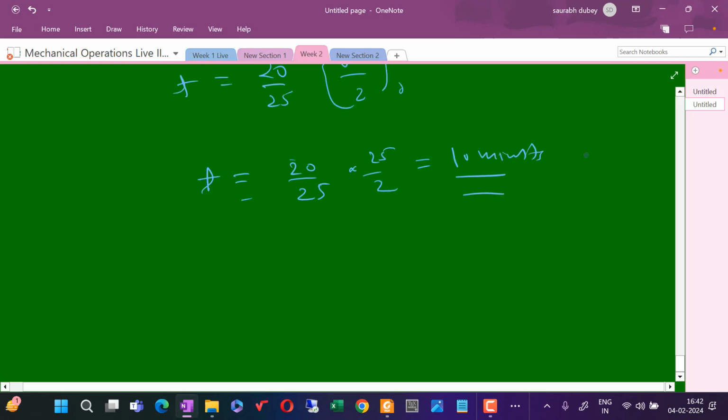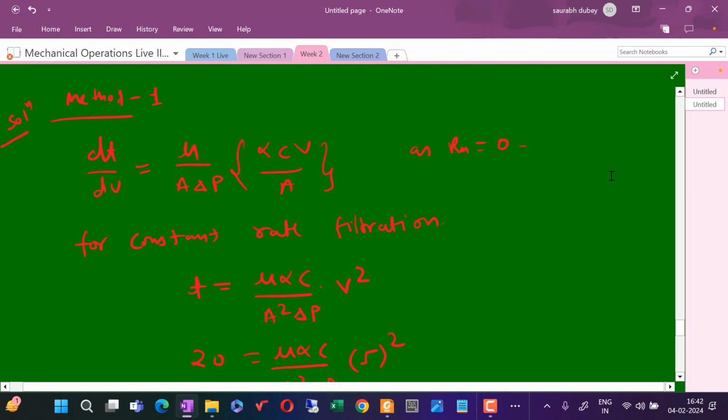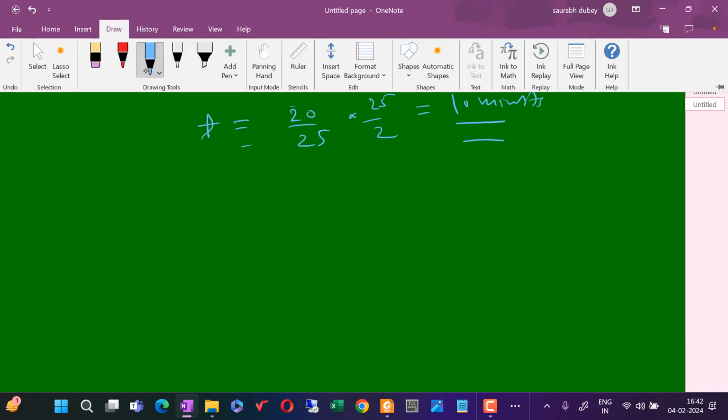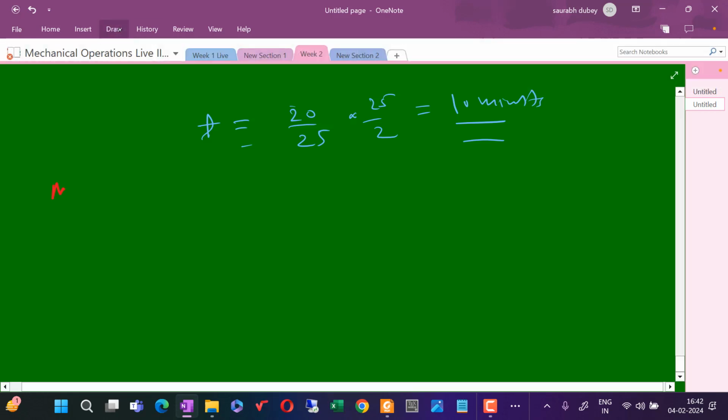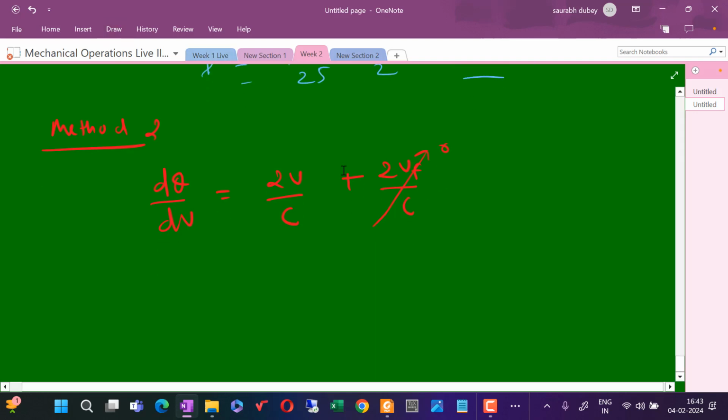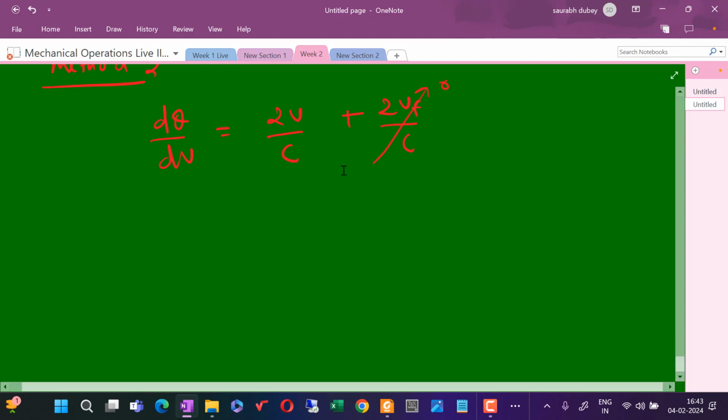This is the first approach that could be used. And the second method is method 2. It is similar, just the notation will be like that. So d theta by dv equals 2v by c, the way I told you, plus 2vf by c. Here it will be 0 as there is no intermediate resistance provided.